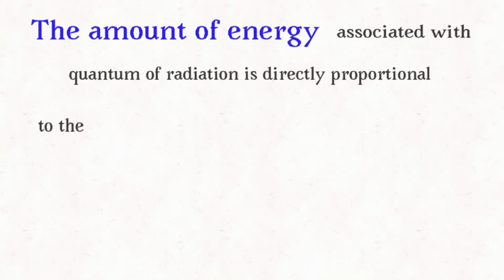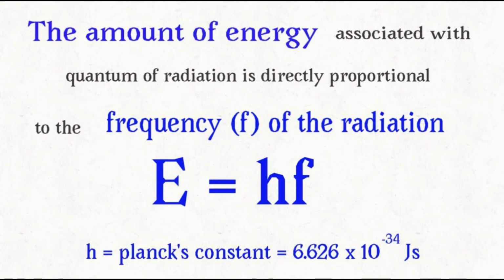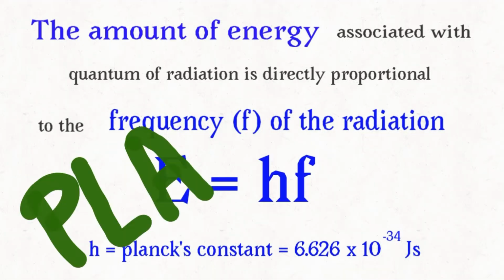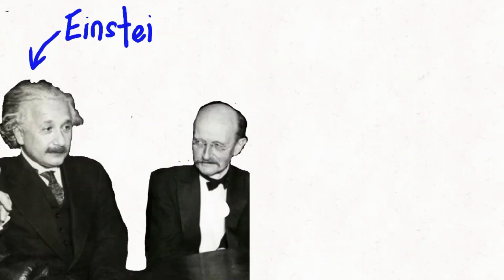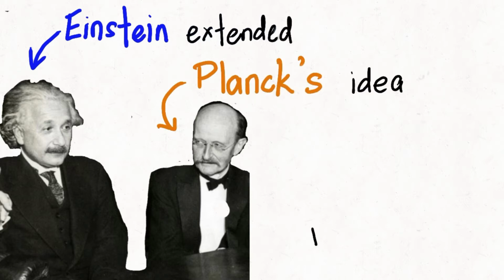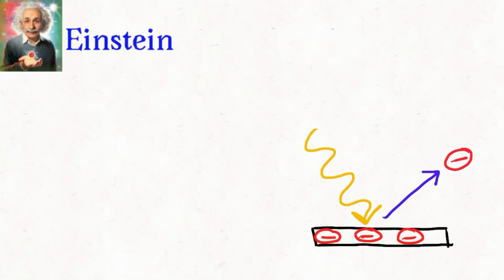Next, Planck's quantum theory explains that the amount of energy associated with a quantum of radiation is directly proportional to the frequency of the radiation, E equals hf, where h is Planck's constant. Albert Einstein extended Planck's quantum hypothesis and used it to explain the photoelectric theory.